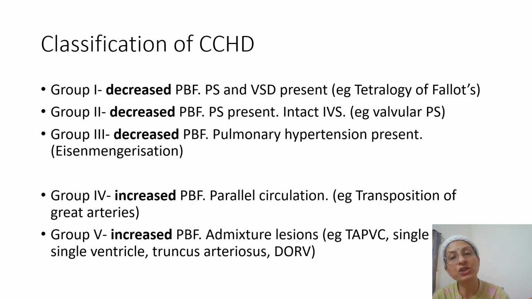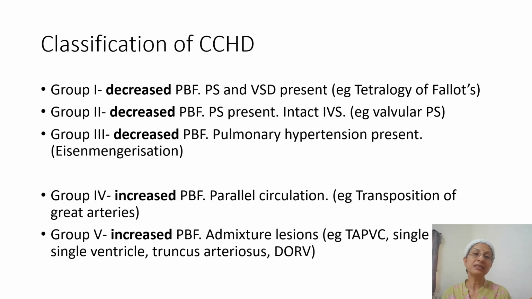Now coming to the classification of congenital cyanotic heart diseases. It is classified into 5 groups as per the physiology, as we call it. In group 1, there will be decreased pulmonary blood flow along with pulmonary stenosis and ventricular septal defect. The prototype example is tetralogy of Fallot. In group 2, there will be decreased pulmonary blood flow. Like in group 1, pulmonary stenosis is present. However, unlike group 1, the ventricular septum is intact. The classic example is valvular pulmonary stenosis.